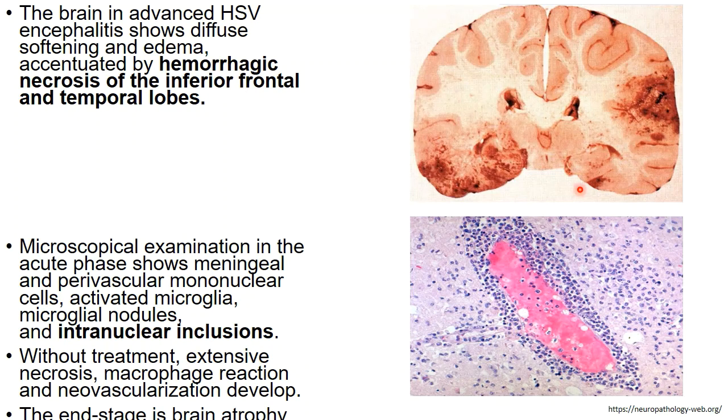The figure here shows a characteristic autopsy finding in a patient affected with herpes simplex virus. This shows a characteristic diffuse softening and edema of the brain parenchyma with hemorrhagic necrosis in the inferior frontal and temporal lobes of the brain. Microscopically, it is characterized by a perivascular mononuclear inflammatory infiltrate. There is also formation of a characteristic microglial nodule. Without treatment, extensive necrosis, macrophage activation, and neovascularization develops, which results in a characteristic brain atrophy and gliosis in the end stage.